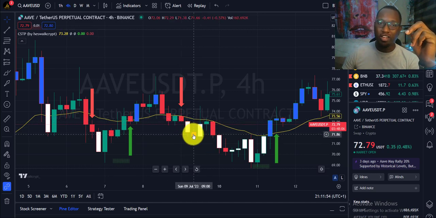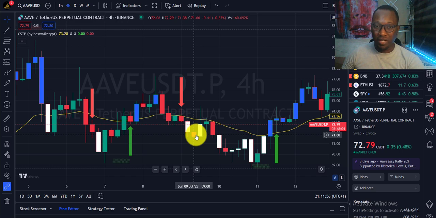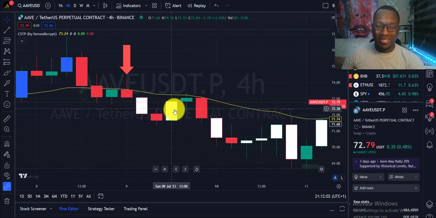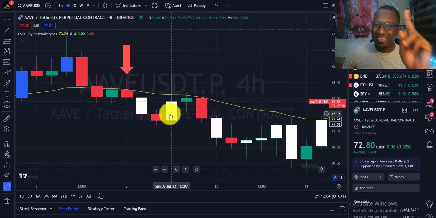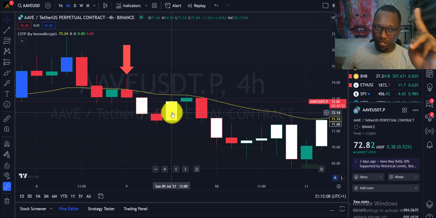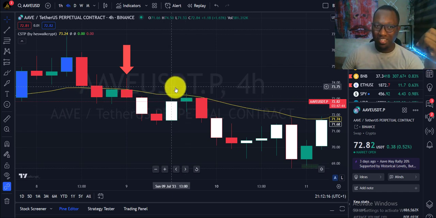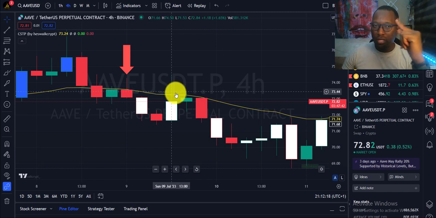So we're looking at the red candle to close. This one closed as red, indicating that it's still bearish. But if you look at this candle, we have a white candle with a green wick. That is still an indication of a bearish sign. As long as it's white, it's still bearish. Even if it's green, it is an indication of bearish until it closes above this line. If it closes above this line, then we can start talking about it being bullish. But otherwise, it is bearish.